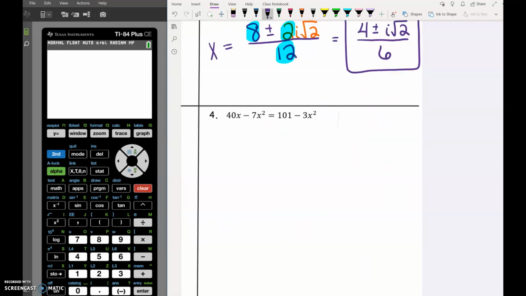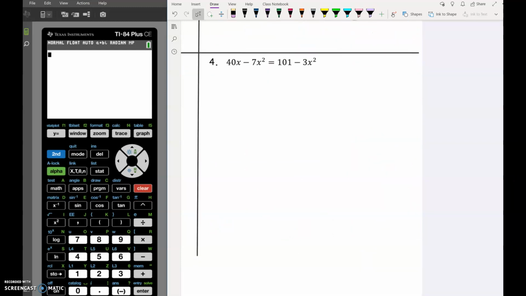Let's look at number 4. We're going to go straight to the most difficult one, because if we can do the most difficult one, we're good to go, right? First of all, is this currently set up to use the quadratic formula? No, it's not equal 0. We need to get it equal 0, and we want our x squared to be positive. So we currently have negative 7x squared and negative 3x squared. I'm going to add 7x squared to both sides, and also subtract 40x on both sides.